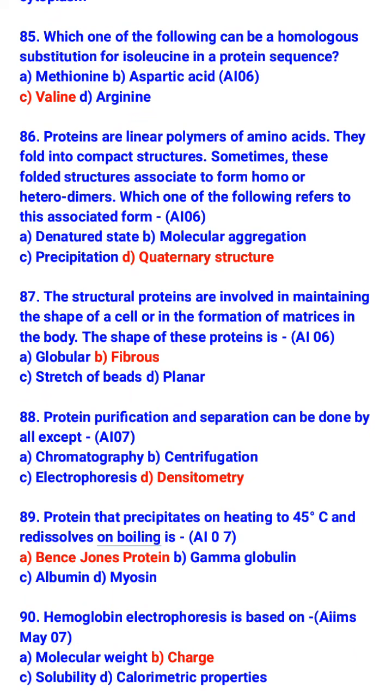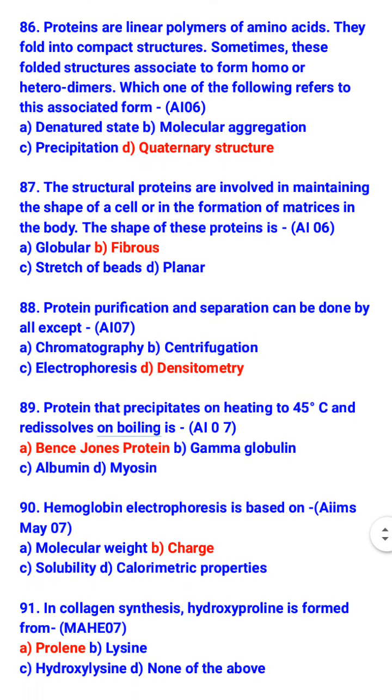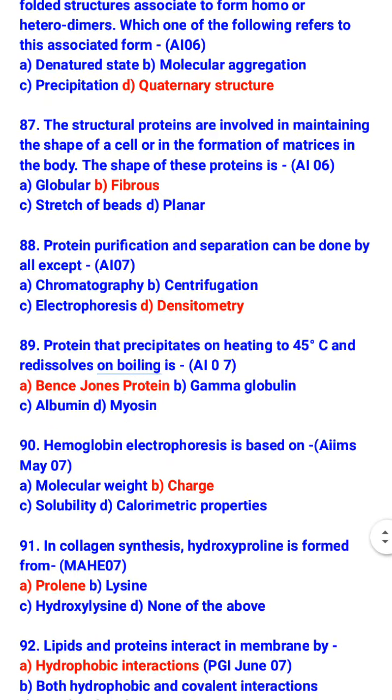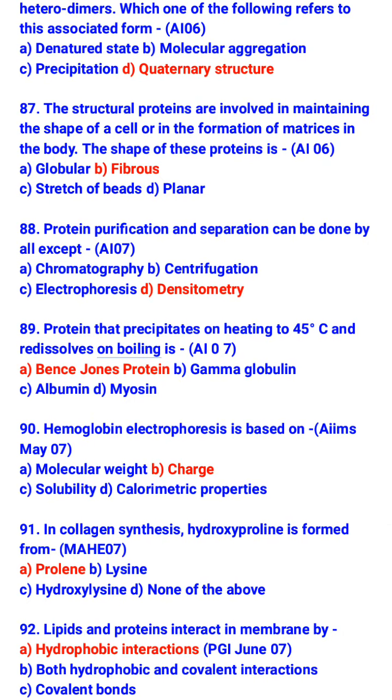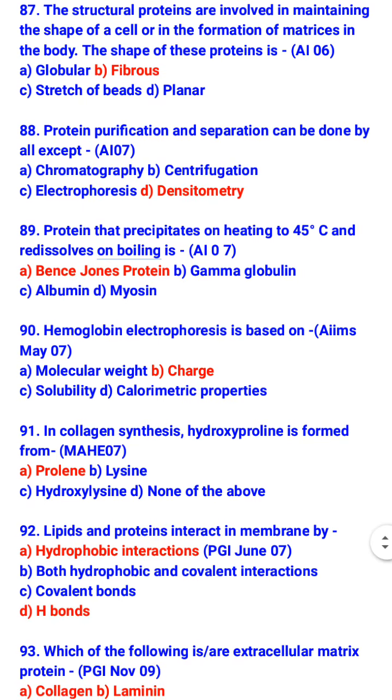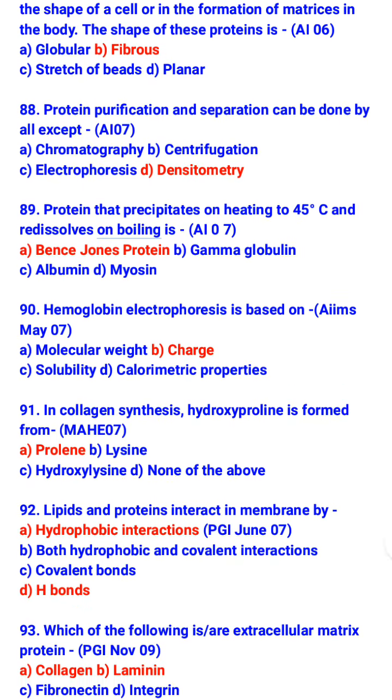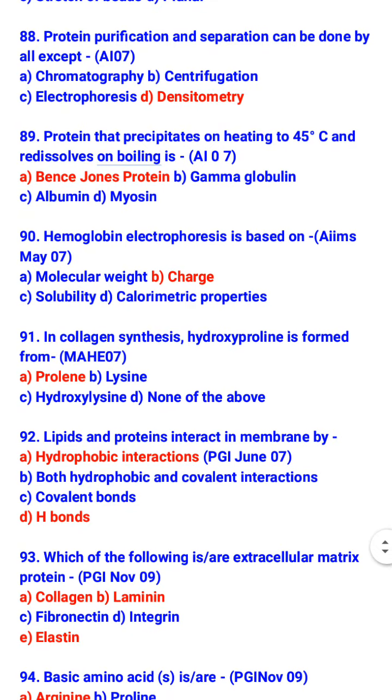The shape of these proteins is fibrous. Protein purification and separation can be done by all except densitometry. Protein that precipitates on heating to 45 degrees Celsius and redissolves on boiling is Bence-Jones protein. Hemoglobin electrophoresis is based on charge. In collagen synthesis, hydroxyproline is formed from proline.